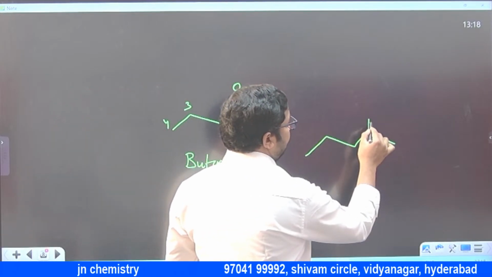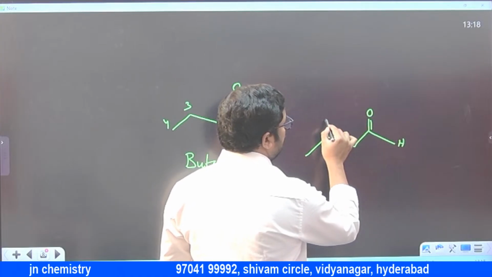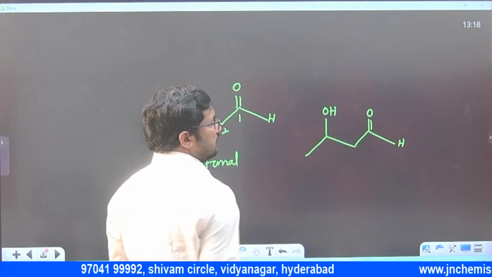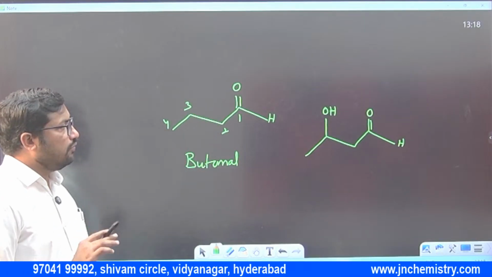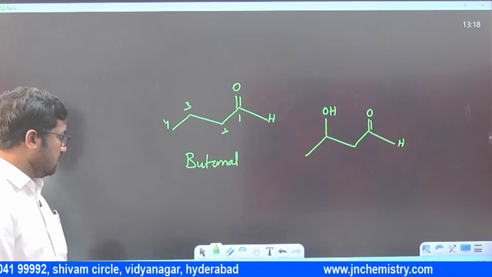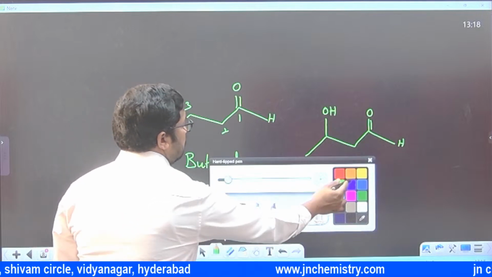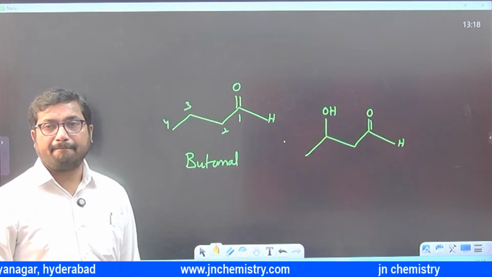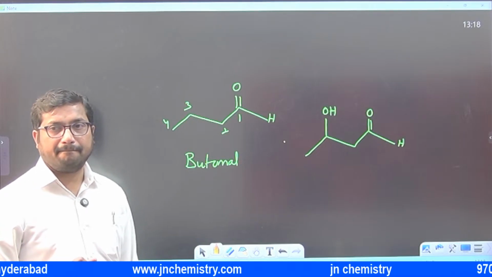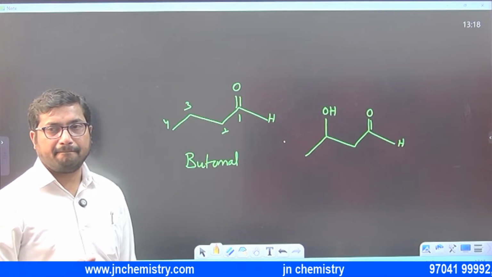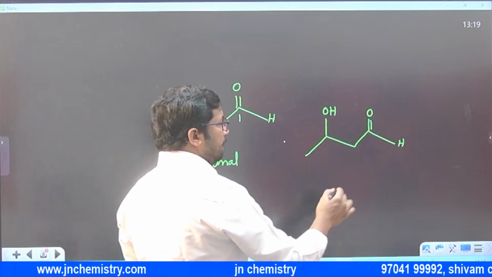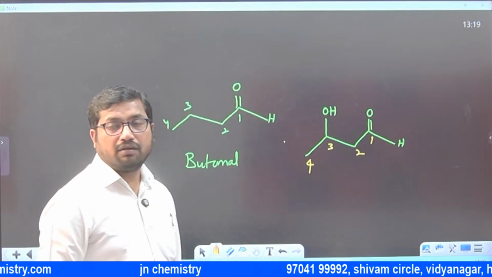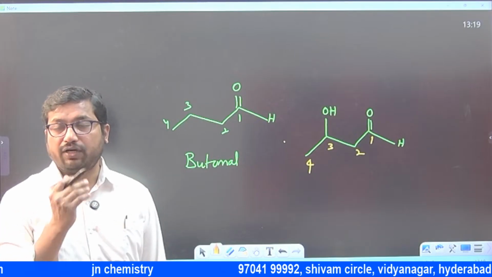Same, if I am adding the OH group to the aldehyde, two functional groups are present in this case. One is alcohol, one is aldehyde. What is its name? What is the name?